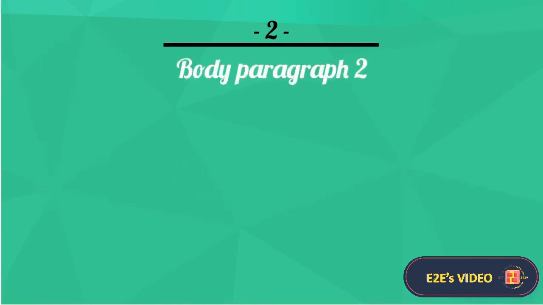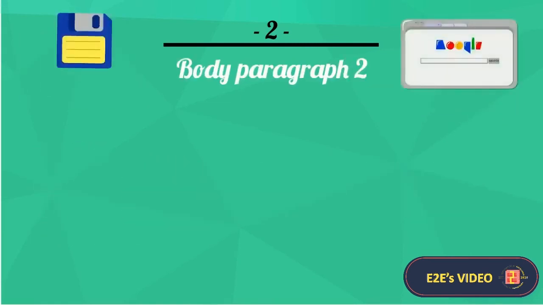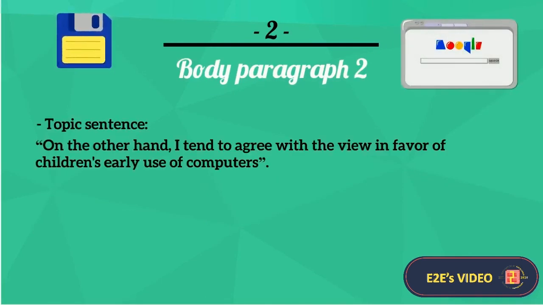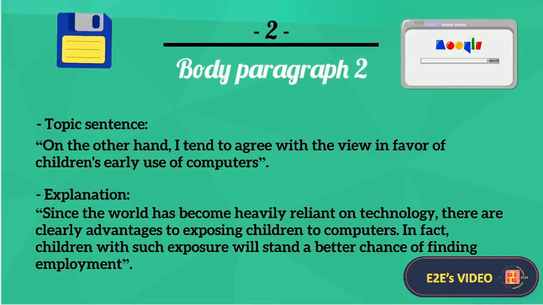For the second body paragraph, just do the same as the first one. The topic sentence is, on the other hand, I tend to agree with the view in favor of children's early use of computers. The explanation is, again, written in 2 sentences. Since the world has become heavily reliant on technology, there are clearly advantages to exposing children to computers. In fact, children with such exposure will stand a better chance of finding employment.